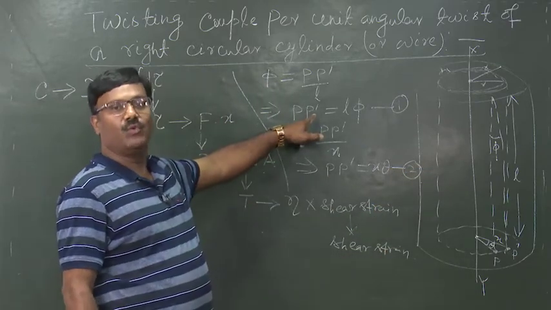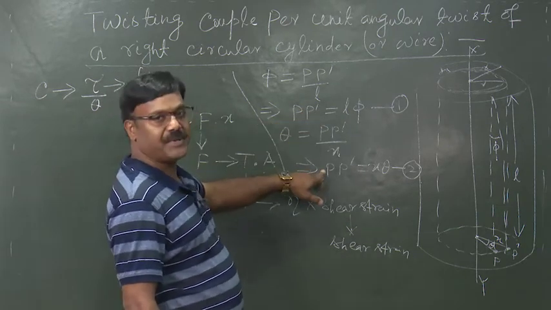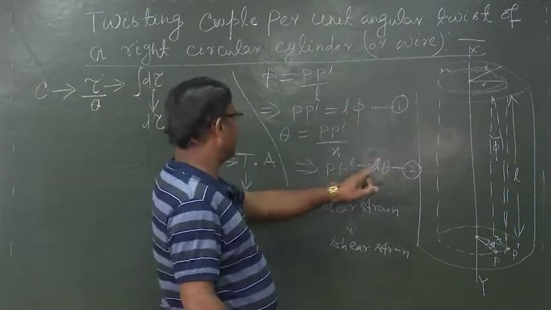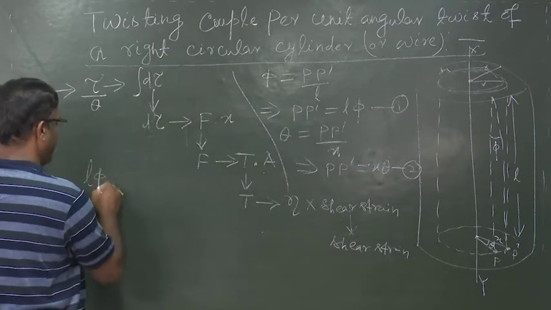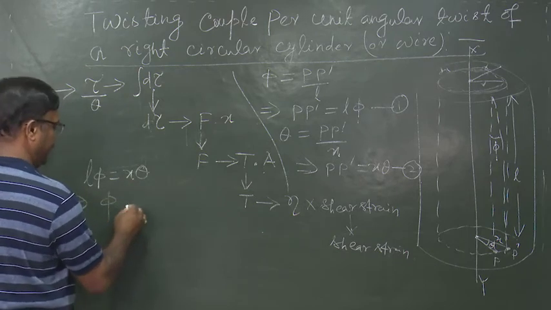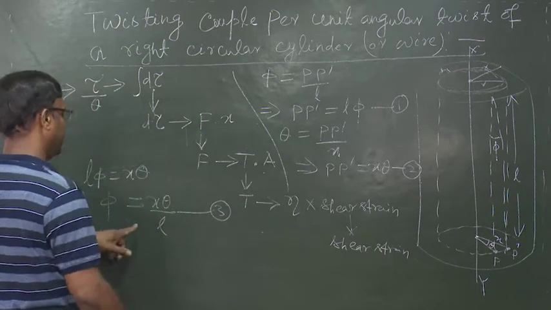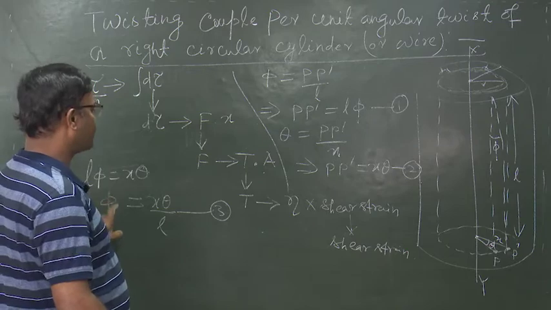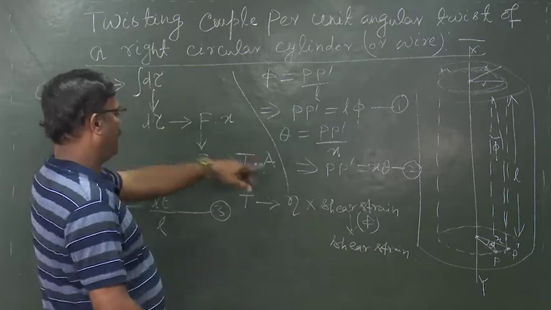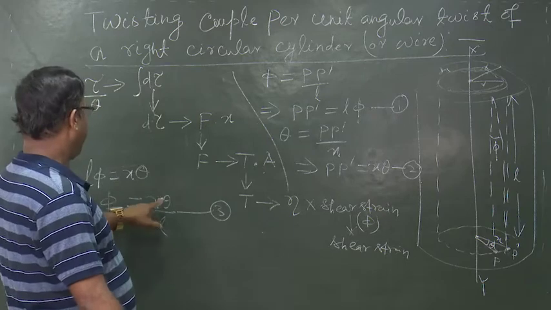From equations 1 and 2, we can conclude that both the left sides are the same, P dash, so the right sides must be the same. So, L phi is equal to x theta. L phi is equal to x theta implies phi is equal to x theta by L. This is the equation 3, and this is the shear strain. This is the shear strain. Now come to the trick. We have arrived at the shear strain at the lower point, and we have calculated the shear strain as x theta by L.